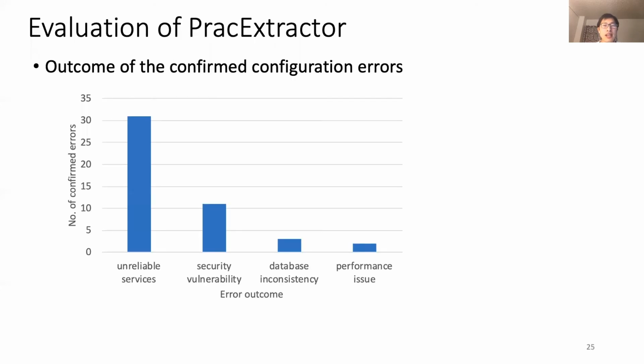We further analyzed the outcome of the confirmed configuration errors. 31 of them will cause unreliable services, which leads to occasional failures. 11 lead to security holes that make servers vulnerable to attacks. 3 cause database inconsistency, and 2 cause performance issues. This indicates the good practice violations indeed can cause severe outcomes. As a result, our PracExtractor can help sysadmins detect these severe misconfigurations.